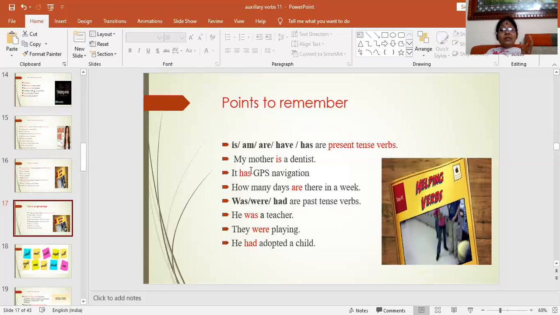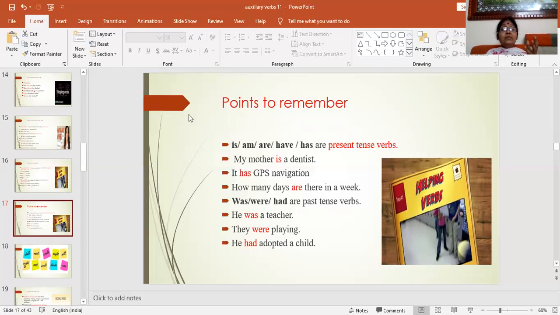Next, words like was, were, had are past tense verbs, right? We use them in past tense sentences. For example, he was a teacher. He is no more a teacher now. They were playing. Now they are not playing. He has adopted a child. It's a past action, right? So remember that is, am, are, have, has are used as present tense verbs, and was, were, had are used as past tense verbs, right?